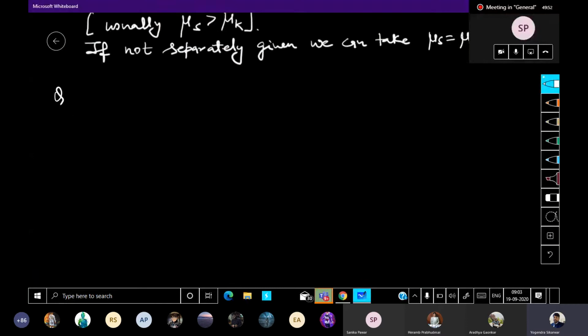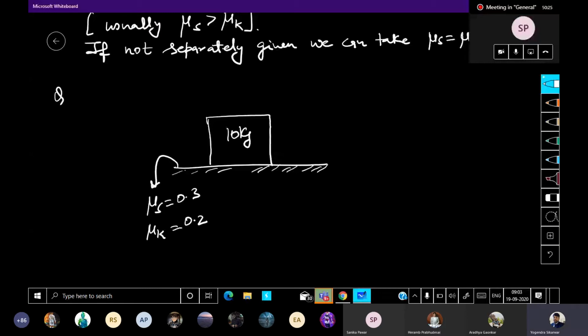Question. Find Fs max and Fk for the block. Please find.